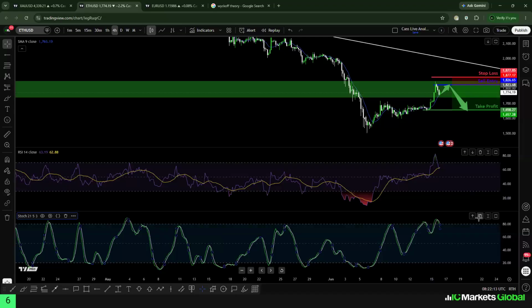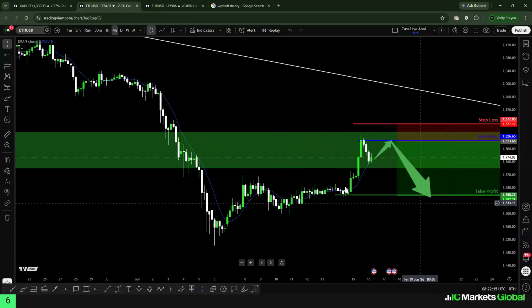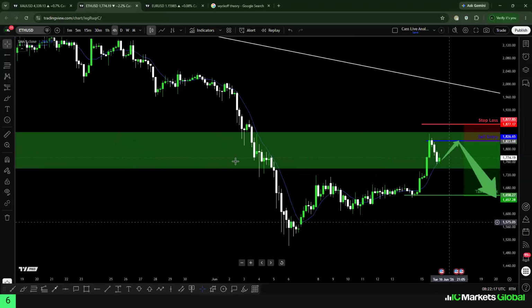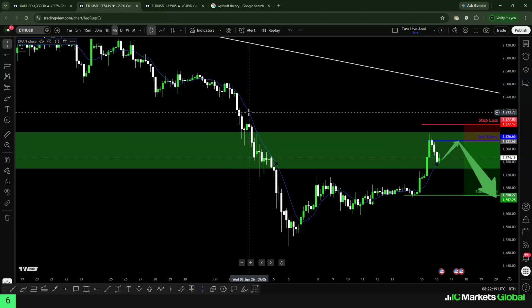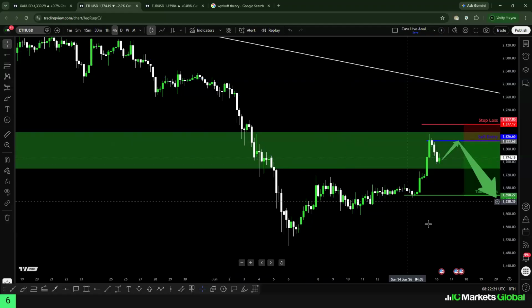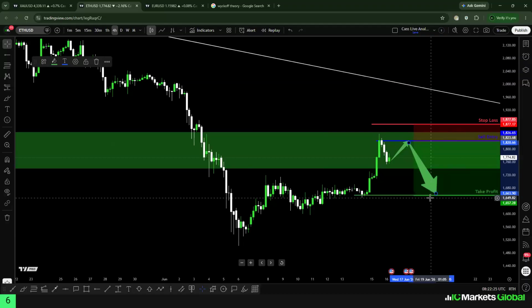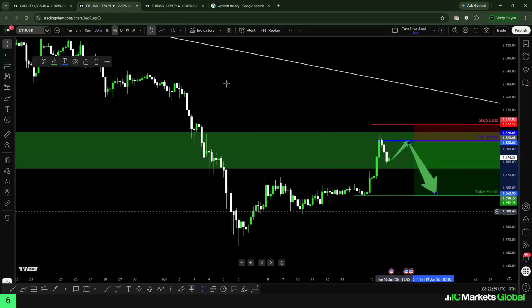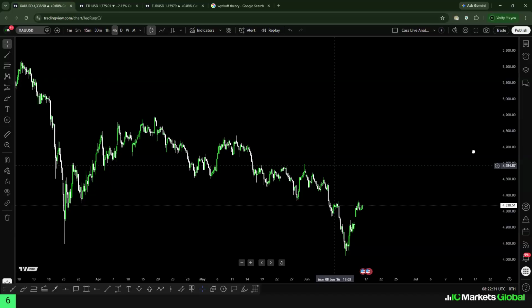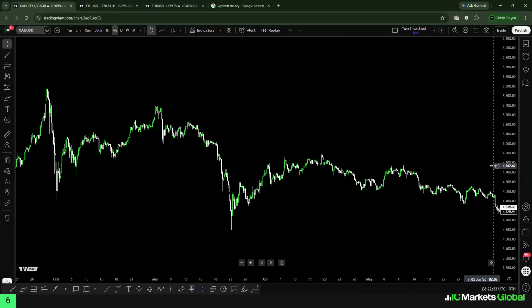Okay, so we shall see what happens. I can only hope for the best. I don't have a crystal ball. I don't know what's going to happen exactly, but this is what I think is going to happen realistically: there's going to be a pullback first before a drop in price. Okay, let's go into our last chart for today, which is gold.